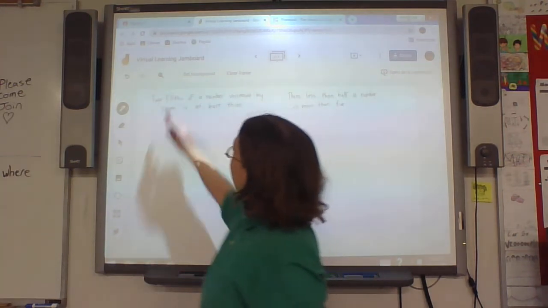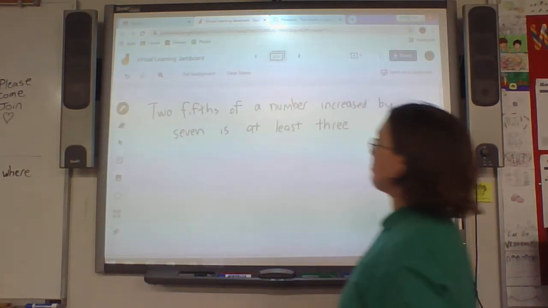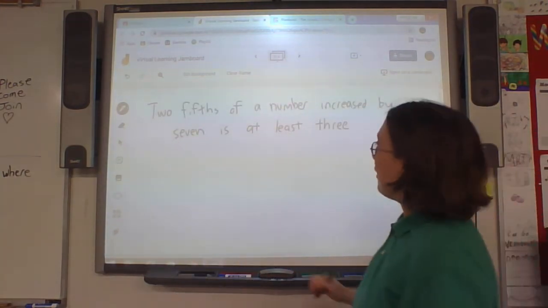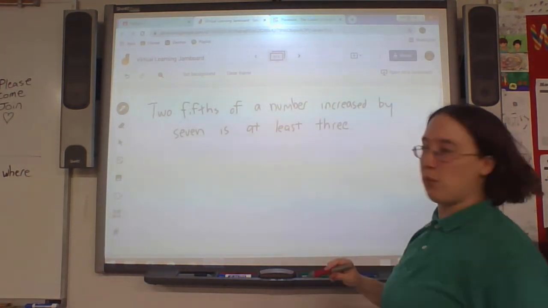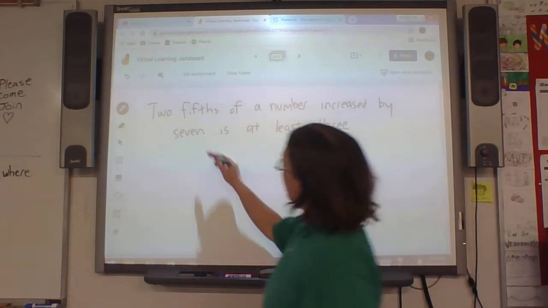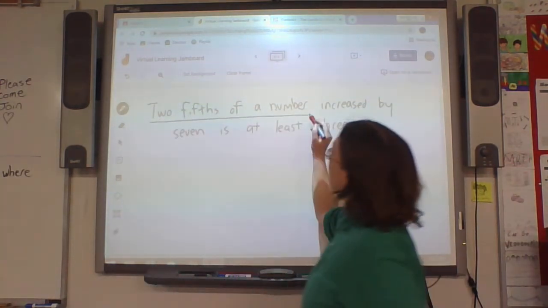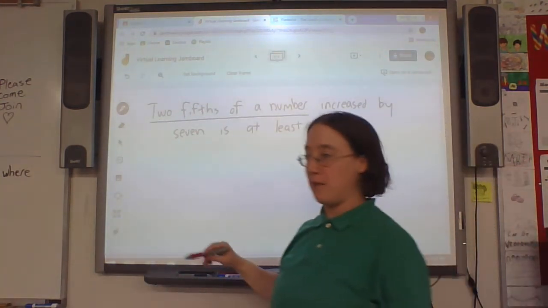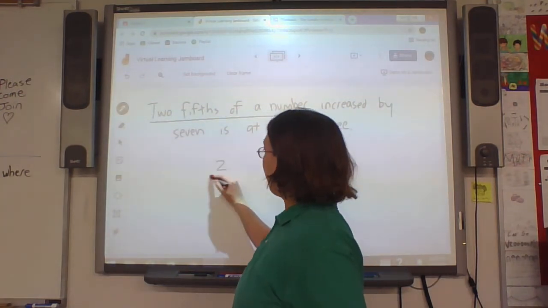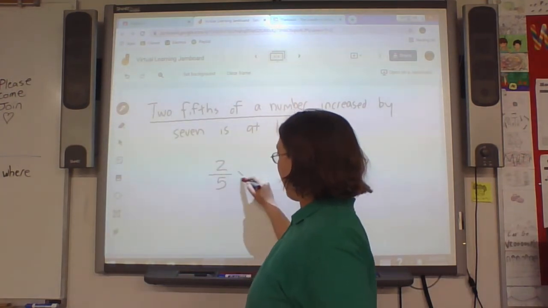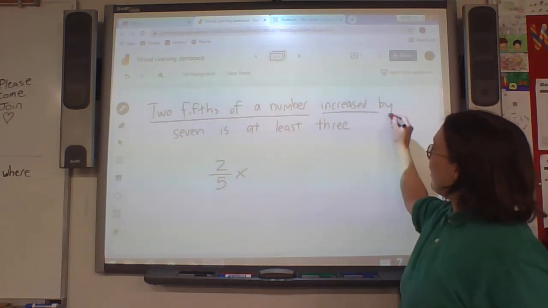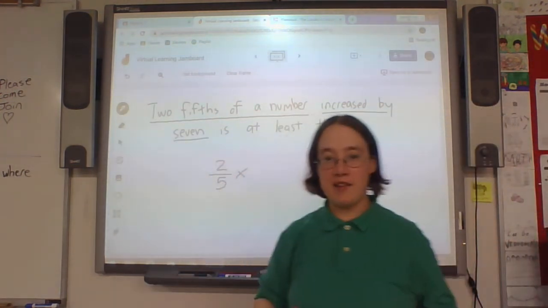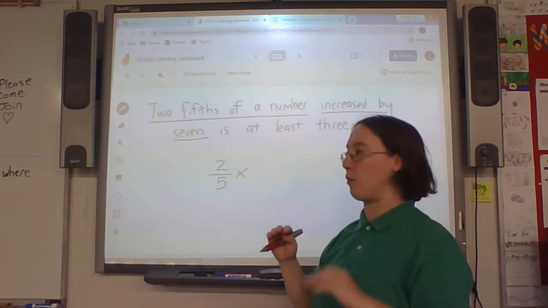Okay, last thing we're looking at is a little bit of some word problems. They're back. So if we have 2/5 of a number increased by 7 is at least 3, we're going to take this apart bit by bit. So if we have 2/5 of a number, that's 2/5 times whatever your favorite variable is. So I'm going to call that 2/5 x, because my favorite variable is boring. And then if we're increasing it by 7, increasing means we're adding 7. So we're going to add 7.